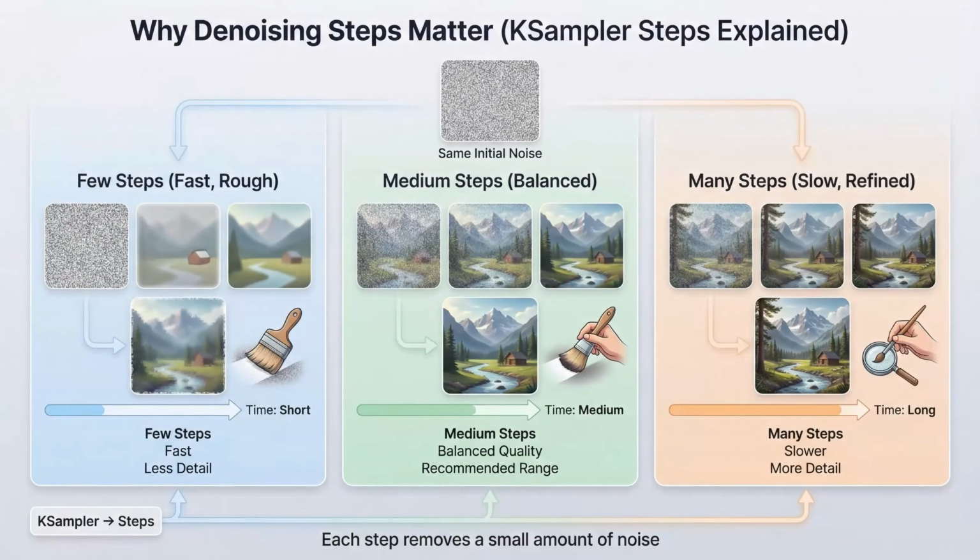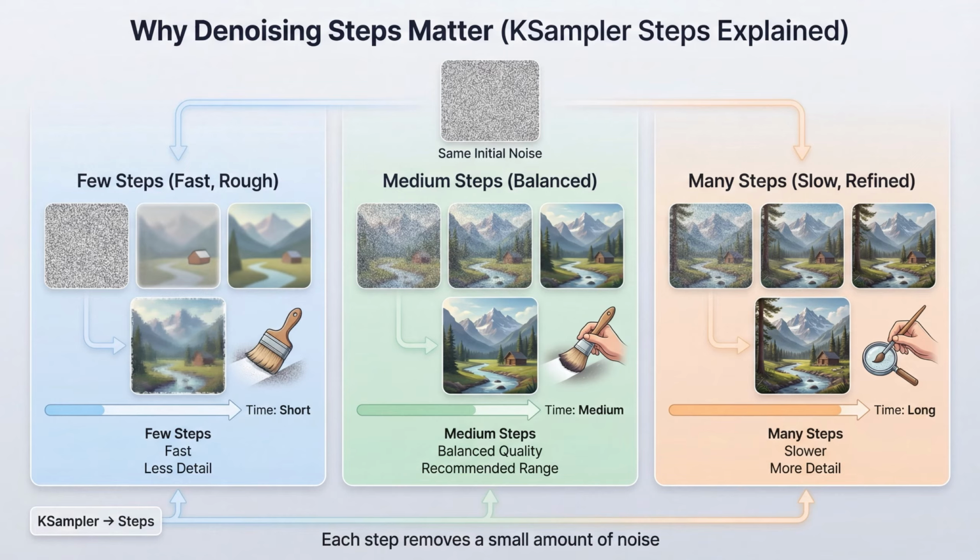Now we talk about denoising steps. Steps control how many refinement passes the model performs during generation. Each step removes a small amount of noise. The image is not created in one action. It is refined little by little, step by step.